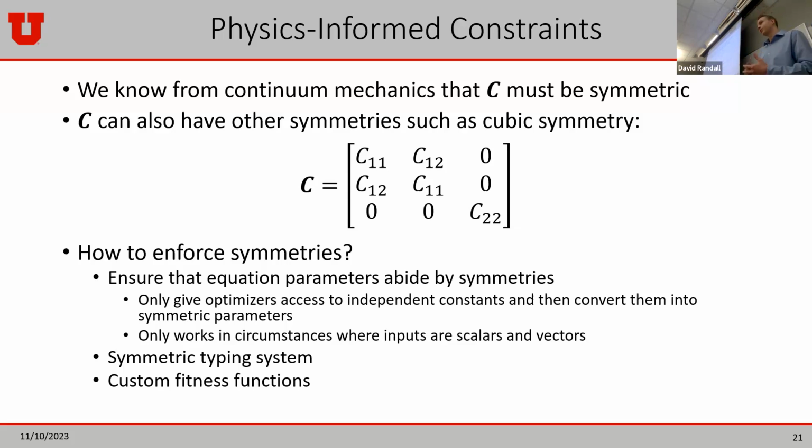However, if we were to allow tensor inputs or matrix multiplication, that could break the symmetry, in which case we recommend that a user would use a symmetric typing system or a custom fitness function. A symmetric typing system would mean that only operators that continue symmetry would be allowed, and then a custom fitness function would punish models that aren't symmetric accordingly.